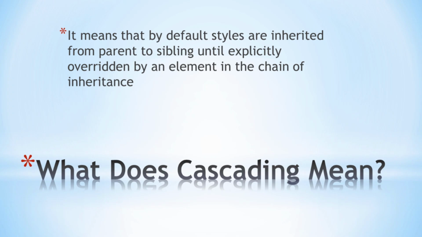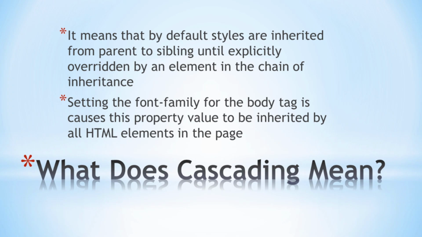That means that if I set the font family for the body tag, this causes that property value to be inherited by all HTML elements on the page. If I set the font family for a table, it is inherited by all table row, table definition, table header tags inside that table. It's a containment inheritance here that goes on, and that's the cascading that's happening. Values and styles are inherited down the chain until somebody overrides the default that's coming their way.